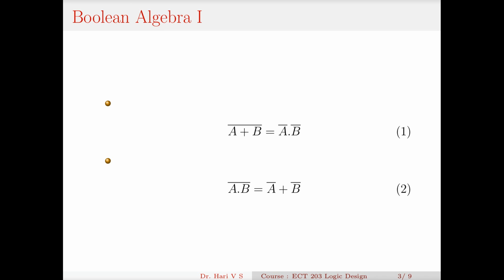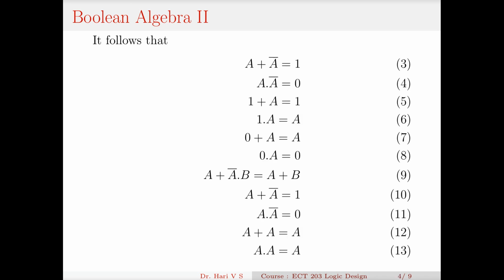Okay, now we will see some simple formulas, simple derivations from these two laws, like A OR A complement is always 1. Because if A is 1, it is 1 OR 0, that's a 1. If A is 0, 0 OR 1, that's a 1. A AND A complement is 0, because if A is 1, A AND A complement is 0. If A is 0, it is again 0. 1 OR A is always 1, because irrespective of A being 1 or 0, 1 OR A is a 1. And 1 AND A is A, and 0 OR A is A, 0 AND A is 0.